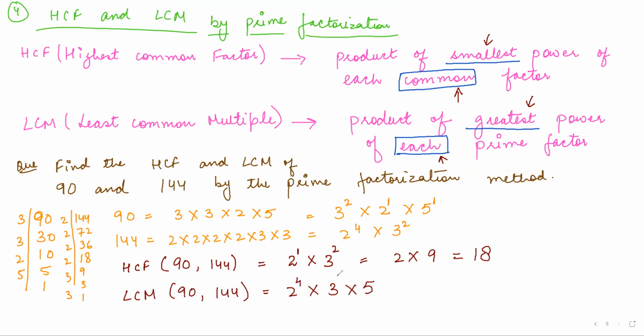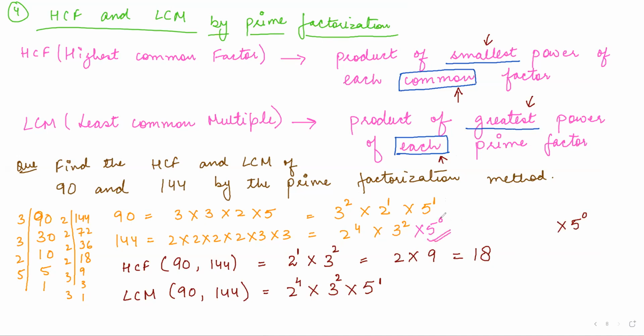3 to the power 2, same. And then 5 to the power 1. You don't have to skip this 5 to the power 1. You have to take each prime factor, because in the second one, I can write 5 to the power 0. Does it matter? If I write 5 to the power 0 here, anything to the power 0 is 1. So which is the greatest power? It is 1. So I'll include this 5 to the power 1 here.